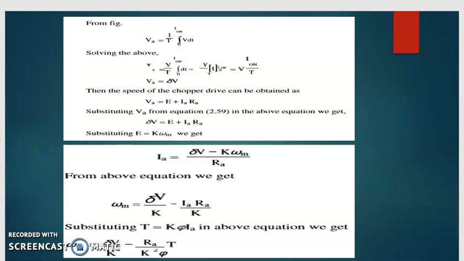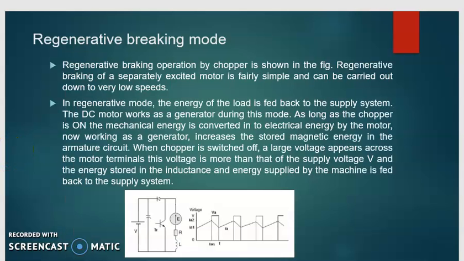So now we can go to regenerative braking mode. So what is regenerative braking mode? After motoring mode of operation, we start regenerative braking mode. A regenerative braking operation by chopper is shown in the figure. Regenerative braking of a separately excited motor is fairly simple and can be carried out to very low speeds. In regenerative mode, the energy of the load is fed back to the supply system. The DC motor works as a generator during this mode.